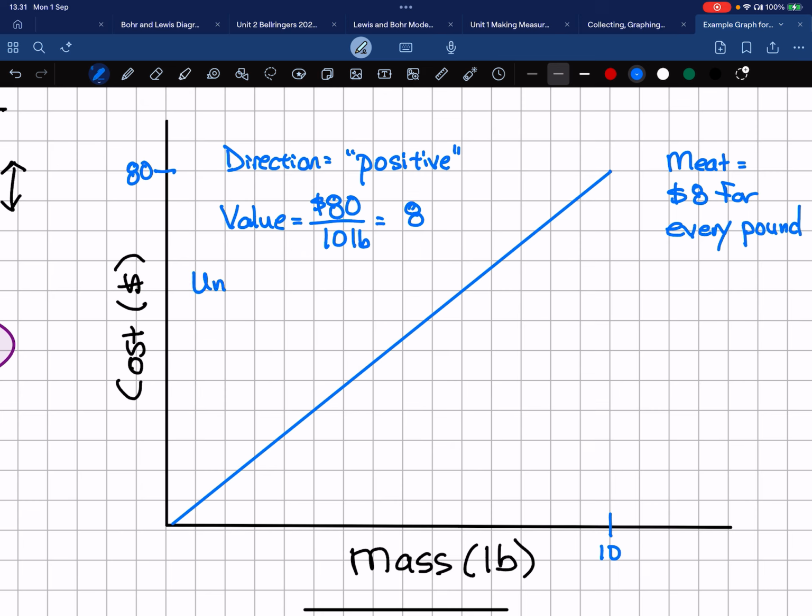And the unit is y divided by x. Y is dollars. X is pounds. So we end up being $8 per pound, or let's think of it in a different way. Let's think of it in a science sort of way. $8 per pound. And that, of course, is a price.